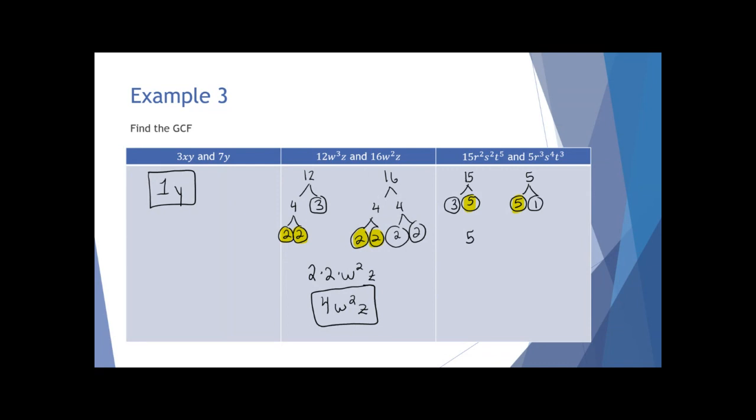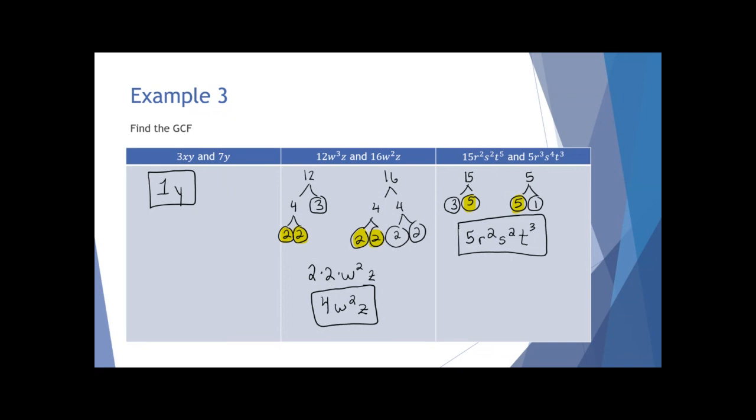And then I look at my r's. One has an exponent 2, one has an exponent of 3. The exponent 2 is smaller, so I'm going to have an r squared. Then I look at my s, exponent 2, exponent of 4, so I'm going to take the 2 because that's smaller. And then the t's, I have an exponent of 5 and an exponent of 3. 3 is smaller, so it's going to be t cubed. So your GCF is 5 r squared s squared t cubed.